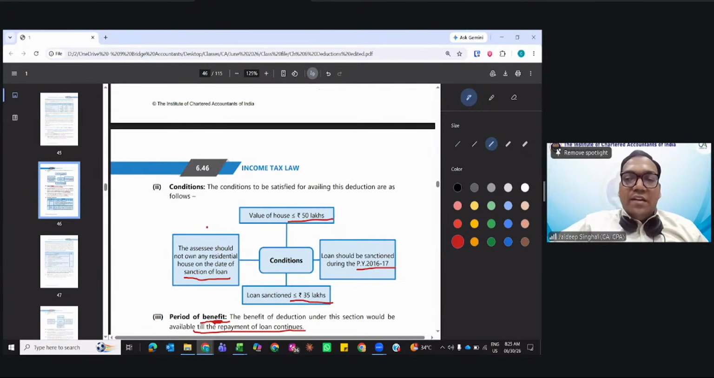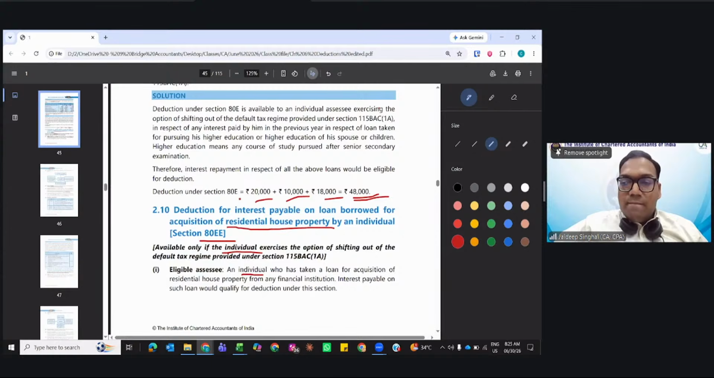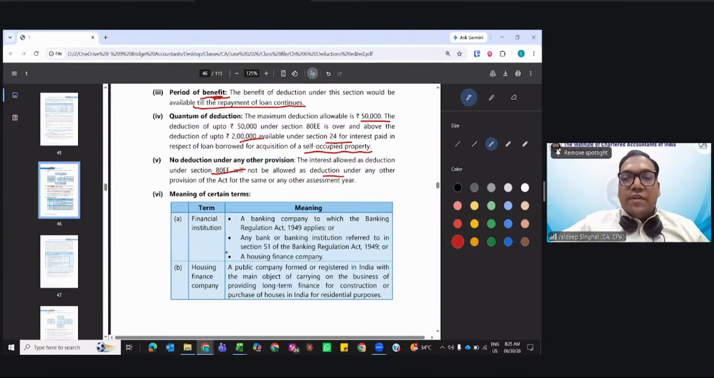Now the loan can be taken. There was one more condition here: the loan is taken from a financial institution or any housing finance company. What is a financial institution? It is a banking company or any other banking or housing finance company. A housing finance company is a public company formed and registered in India for the main objective of long-term finance for houses in India.